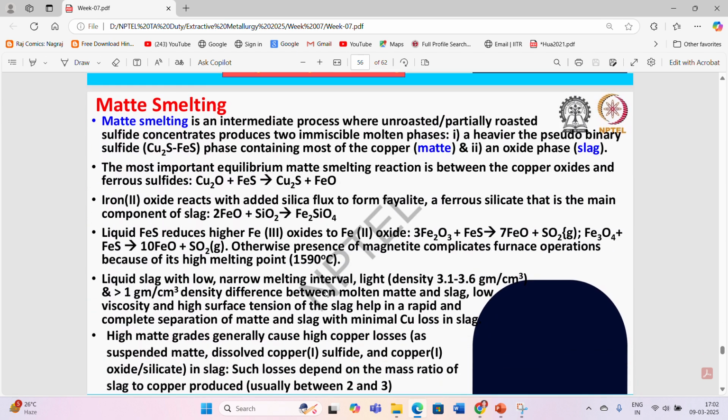Then coming to matte smelting. Matte smelting is an intermediate process where unroasted or partially roasted sulfide concentrates produce two immiscible molten phases. One is heavier, that is the pseudo-binary sulfide containing Cu2S and FeS, mostly copper matte, and another one is the oxide phase containing the slag material, which majorly consists of iron as iron oxide. The most important equilibrium matte smelting reaction is between the copper oxides and ferrous sulfides: Cu2O plus FeS getting converted into Cu2S and FeO.